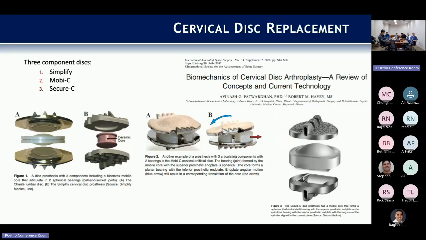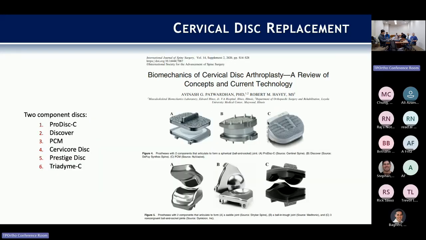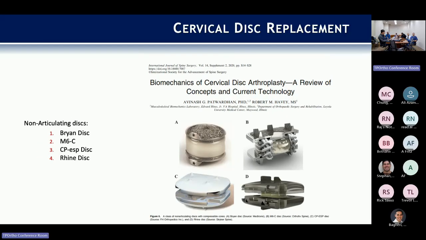and the anatomic factors. A list of the two component discs, and then a list of non-articulating discs: Bryan disc, and M6-C, CP, ESP disc, right? M6 no longer exists. Okay, some of these don't exist. I need to delete it.